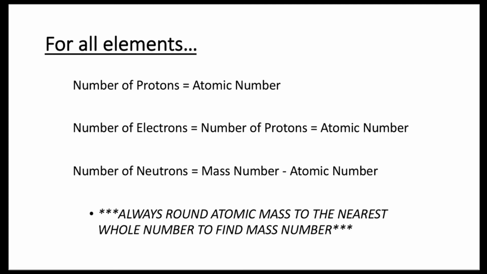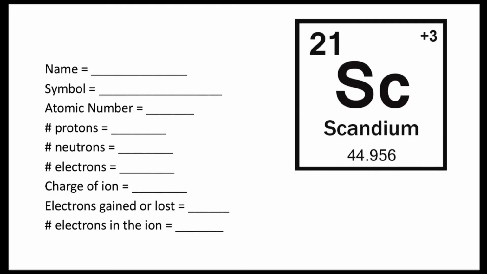Always round atomic mass to the nearest whole number to find the mass number. On the periodic table, we'll notice that it's a decimal, but you will be rounding to the whole number to find the mass number. So I would like you to take a moment, pause here, and complete the following questions. So these are from your notes. I will be posting an answer key later for this particular slide.